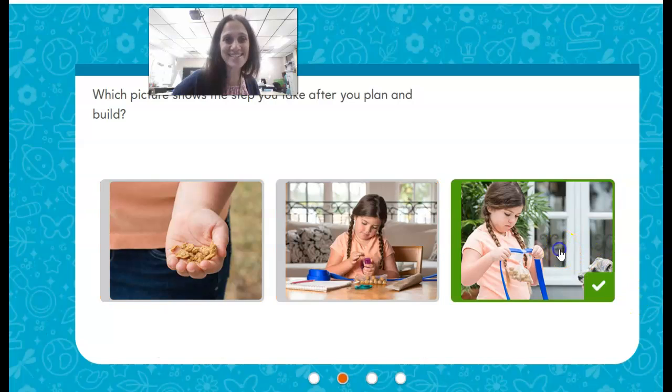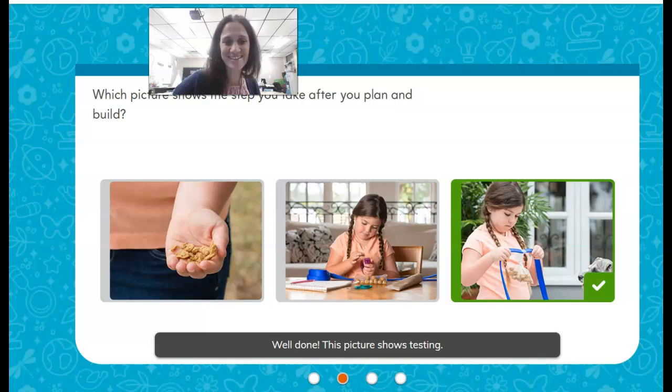You test it, right? Well done. This picture shows testing. This is part of step 3, test and improve. You do this step after you plan and build.